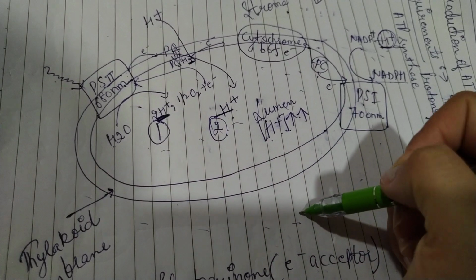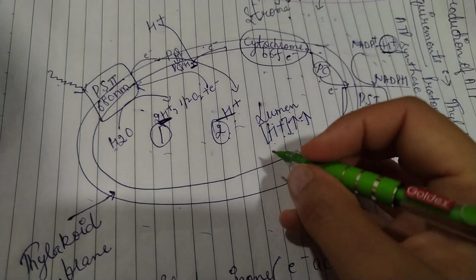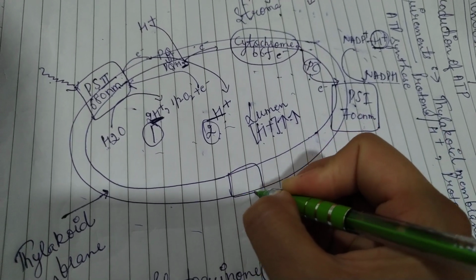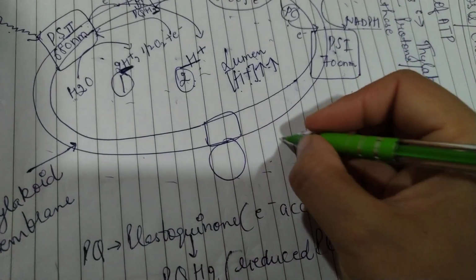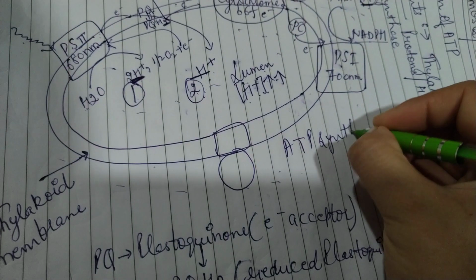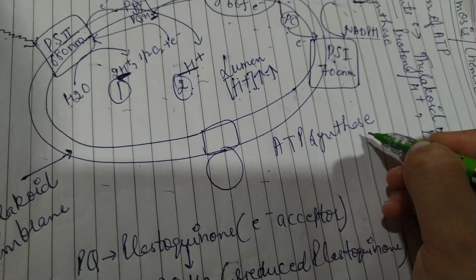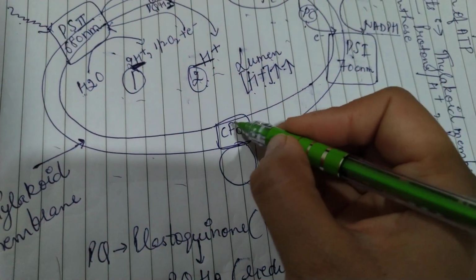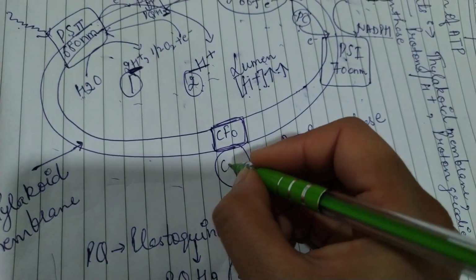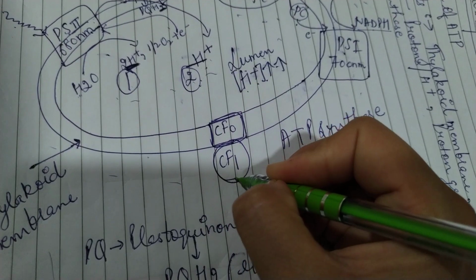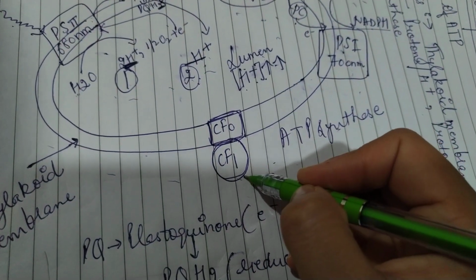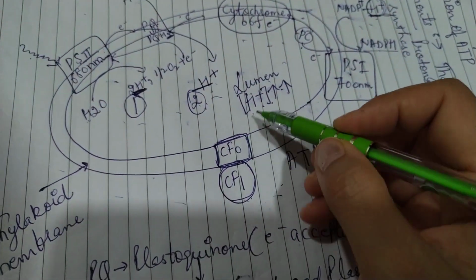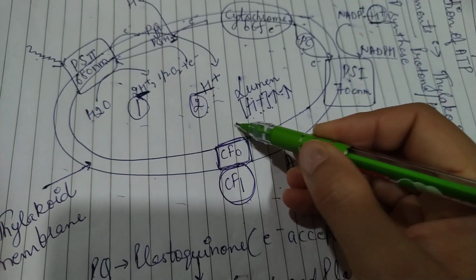Now how they will come out of the lumen in the stroma? For that we have another protein which is present in the thylakoid membrane that is called as ATP synthase. And this ATP synthase has two subunits. This one is CF naught which is embedded in the membrane. And then we have CF1 which is outside of the membrane. Okay, it is located towards the stroma. So it will provide a channel through which these hydrogen ions can be transferred from the lumen to the stroma.